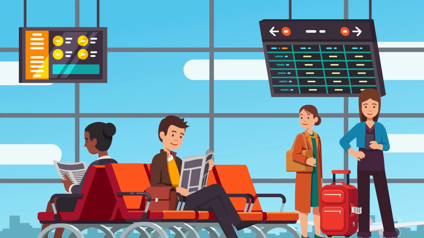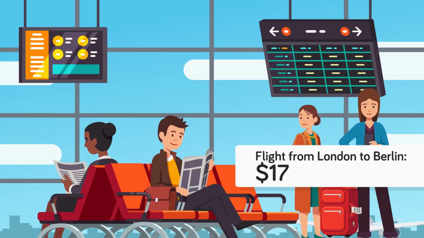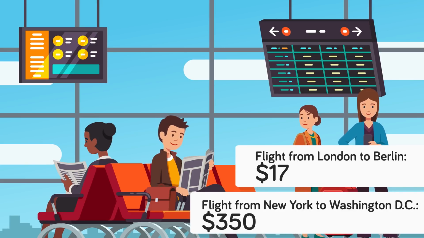Today, a European can book a flight from London to Berlin for an astonishing $17, while in America, a flight from New York to Washington, D.C. can run you on average up to $350. That's over 20 times the cost.